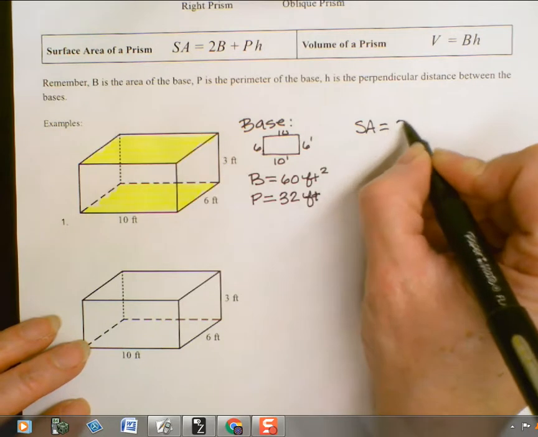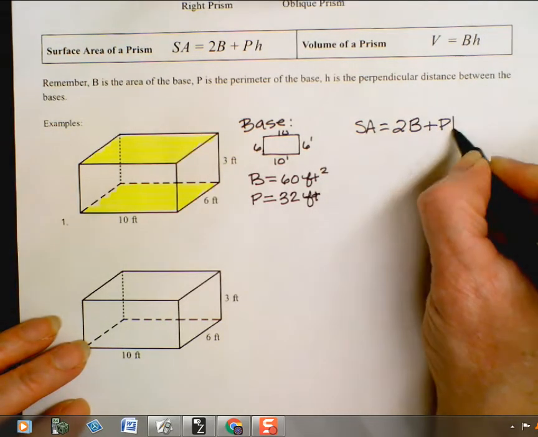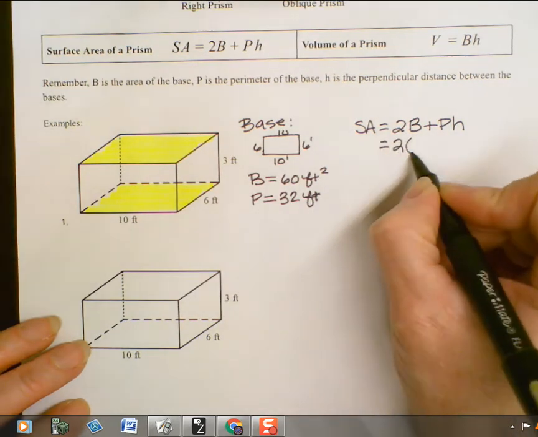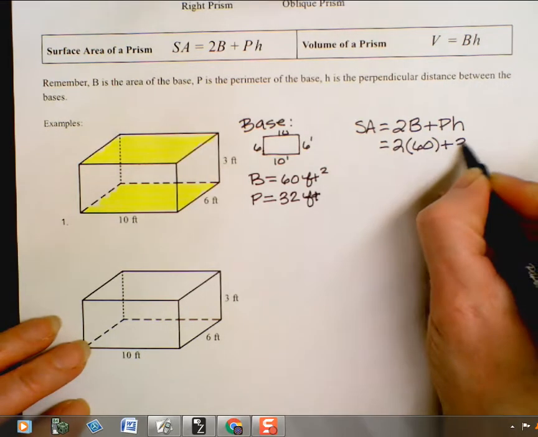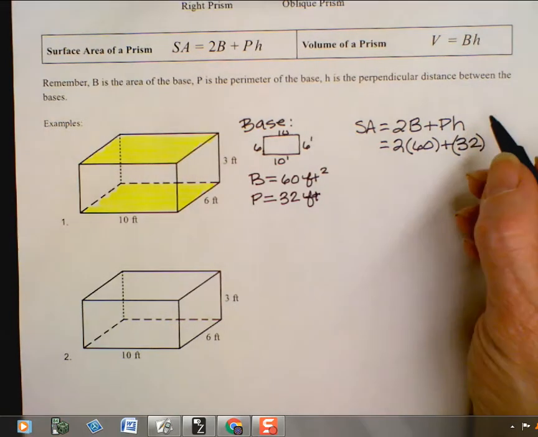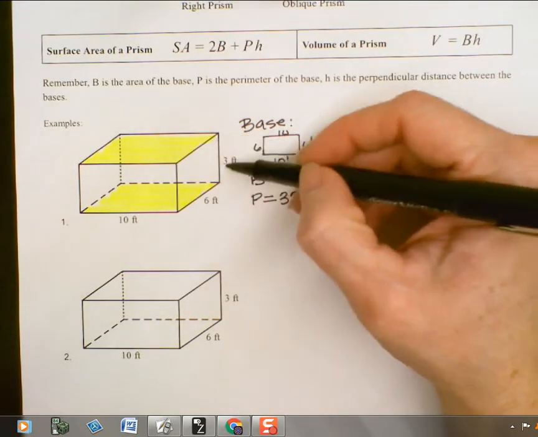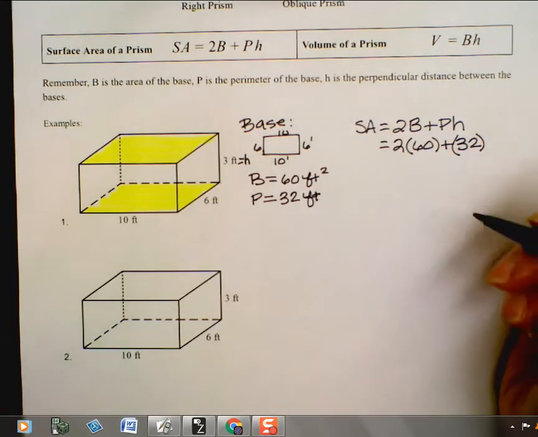Generally speaking, these problems tend to be more just repetition than anything else. They're not meant to be difficult by any means. Substitute in the area of the base, 60, and the perimeter of the base, 32. Now we've said all along that the height of a prism is the distance between the bases. So since I chose the top and the bottom as the bases in this case, the distance between them would be this 3. That's going to become my h value.